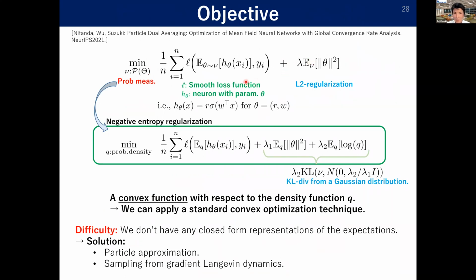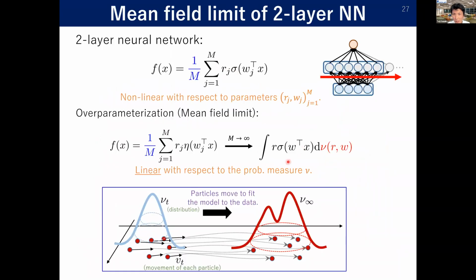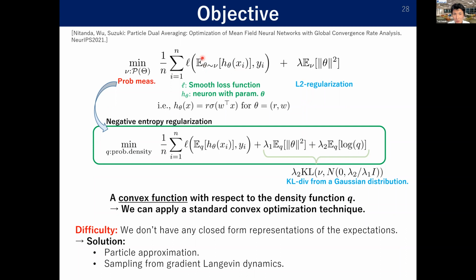By using the integral representation, the optimization problem of a two-layer neural network in a mean field regime can be reformulated like this. Here is the expectation of h_theta with respect to the distribution nu, where h_theta is one neuron. Theta is the couple of R and W, and h_theta(x) is given by this. So this is one neuron, and by taking its average with respect to some probability measure nu, we get a two-layer neural network like this. Please remember that this is an expectation of each neuron with respect to the distribution nu. That integral representation is the same as this expectation, where h_theta is each neuron.